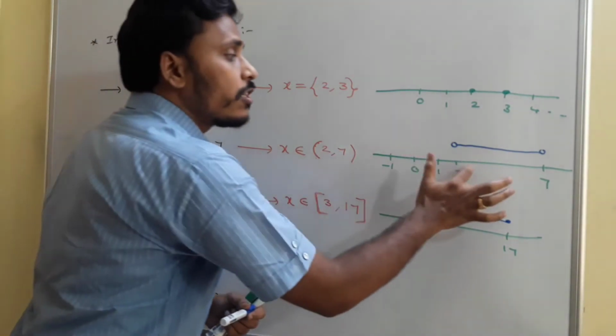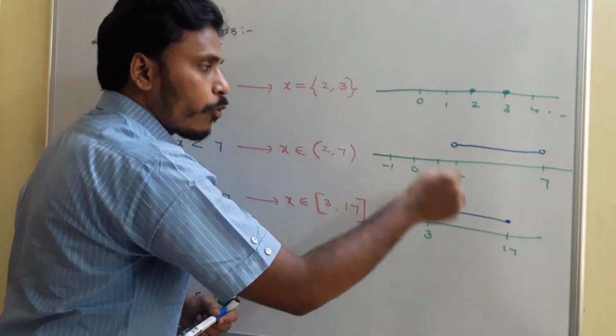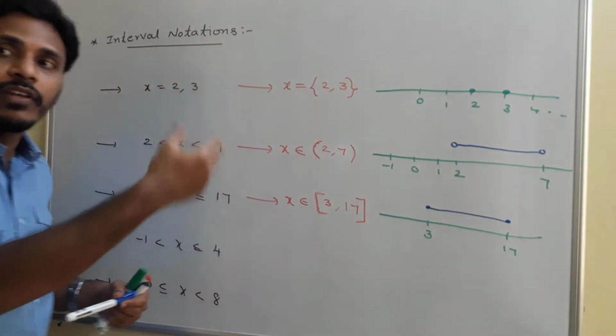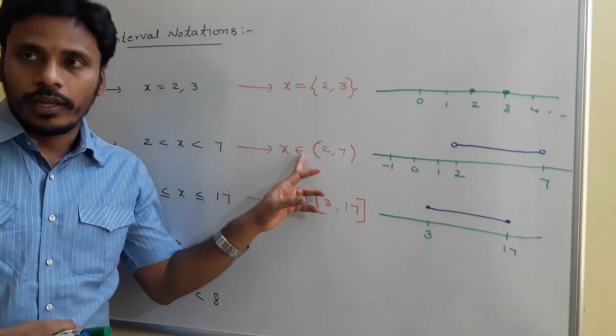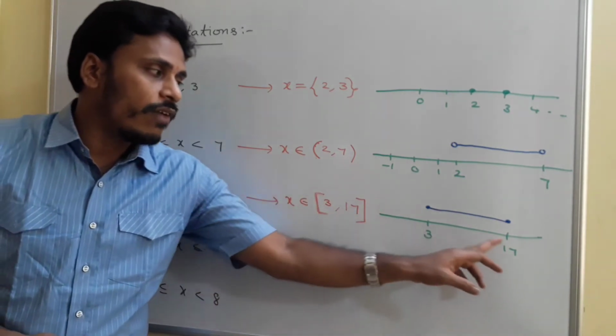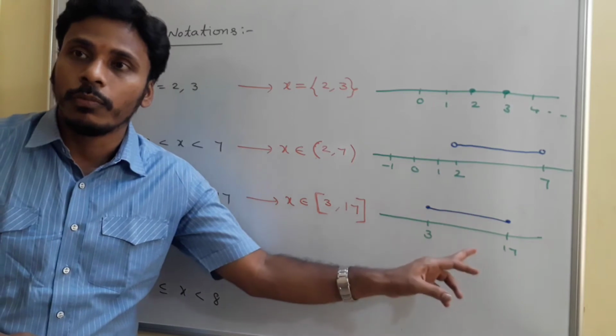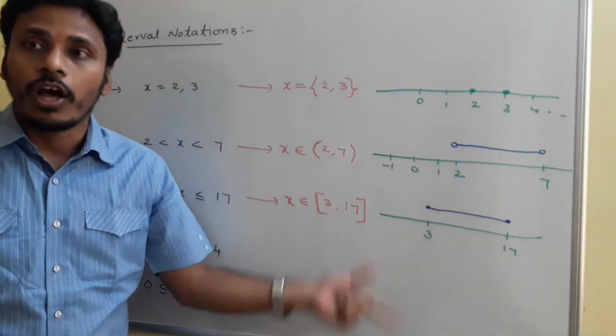Every number which is in between 2 and 7, like 3, 3.5, 4, 5, 6, 6.1, and every number is a possible value for x. Here also every value which is in between 3 and 17 is possible. Along with that, 3 and 17 are also possible.